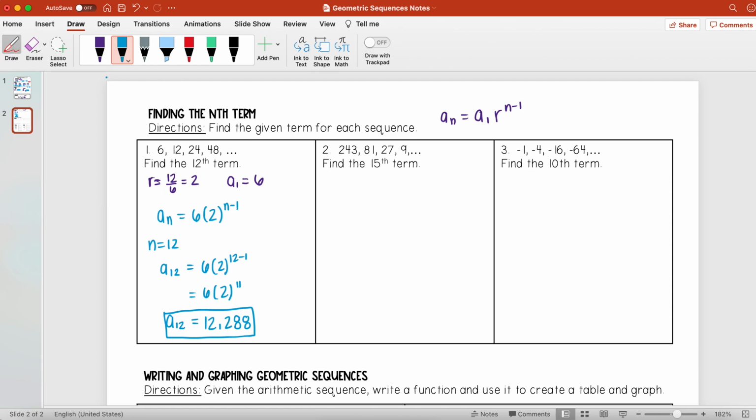Okay, let's try another one. So I have 243, 81, 27, 9. Now I want to find the 15th term. So I know that my first term, A_1, is 243. And then R is going to equal my second term divided by my first term. And then I want to go ahead and reduce that.